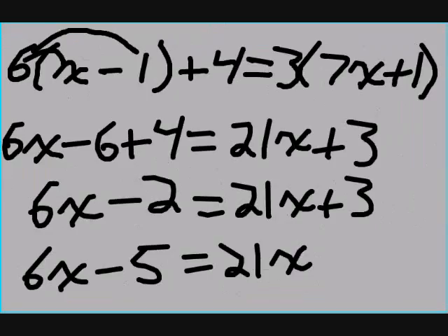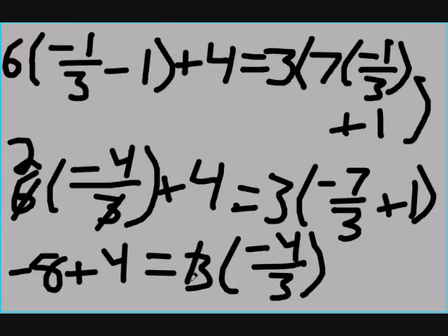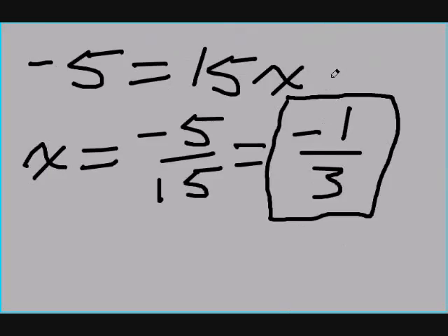Let me go to a different board and clear this. So now I get negative 8 plus 4 on the left hand side, which is negative 4. On the right hand side, the 3's cancel, and I get negative 4. And negative 4 does equal negative 4. Right? So we check, we got the answer of negative 1/3, and this answer is correct.